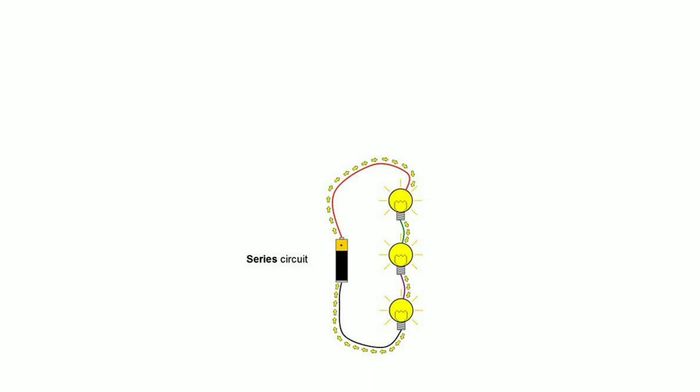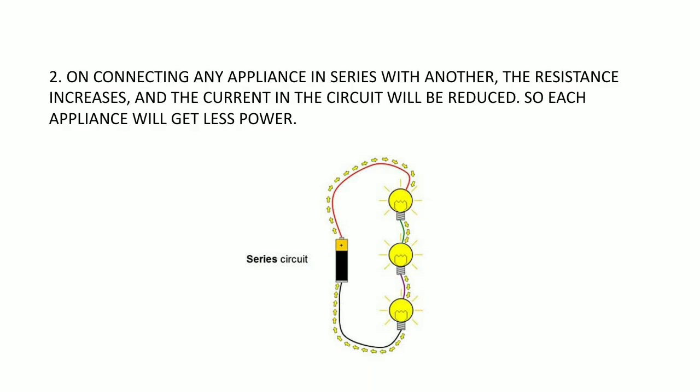Number 2, on connecting any appliance in series with another, the resistance increases and the current in the circuit will be reduced. So each appliance will get less power. Now see over here, since they are connected in series, as I've said, the resistance will increase, and when the resistance increases, the amount of current which is flowing through the first bulb and the second and the third, all these will be different.